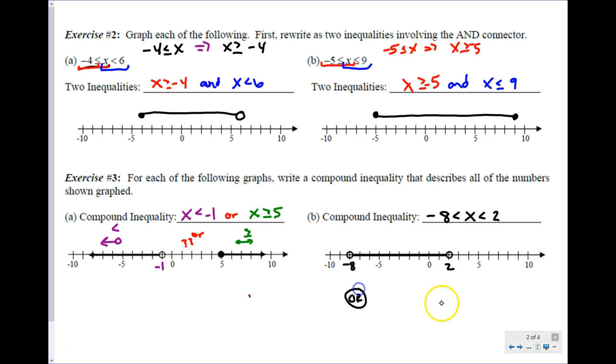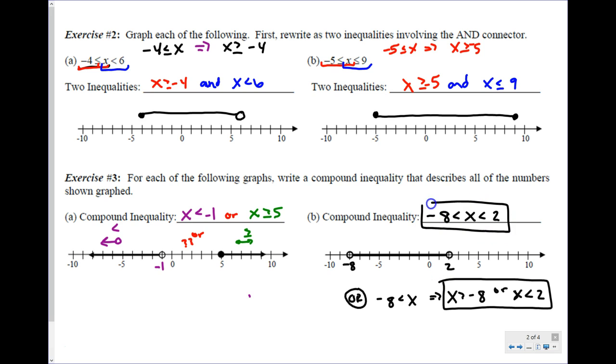Or I can write it as two separate inequalities. I can take this first set, -8 is less than x, and rewrite it as x is greater than -8, and x is less than 2. So either way, this answer or this answer are both correct for letter B. Okay? This notation you're going to see a lot more often than this notation. Oh, I'm sorry, this should be and. I'm having all kinds of problems today. Okay?